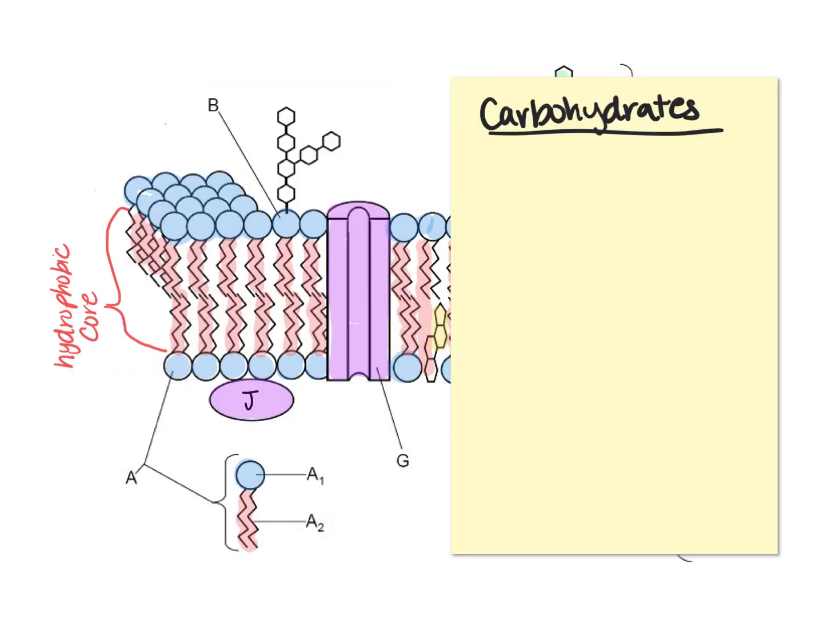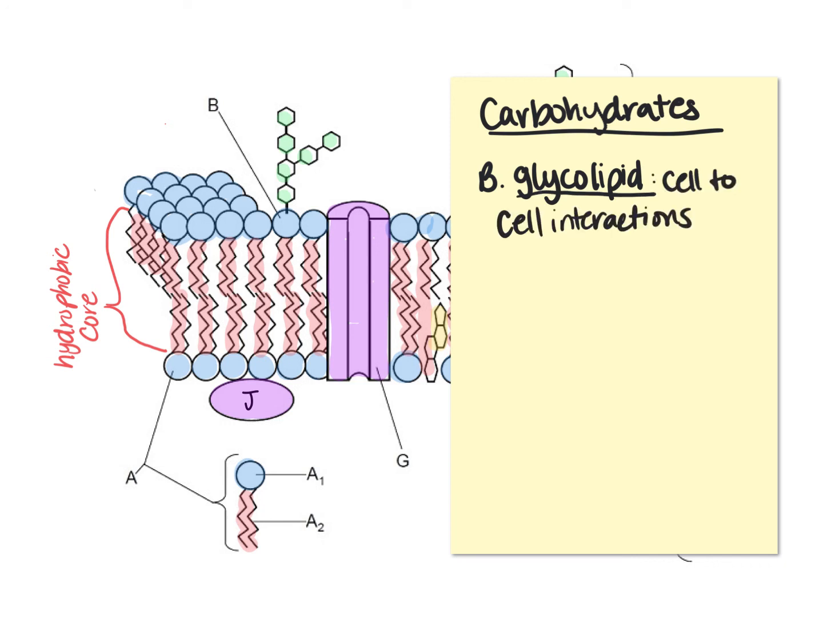So the last carbohydrate we are going to talk about is this one right here. So here's that carbohydrate chain. And you'll notice that now the carbohydrate chain is attached to a lipid. This is what's known as a glycolipid. So this portion right here is the carbohydrate chain attached to the lipid. And the most important thing I need you to remember about these glycolipids is that they are involved with cell-to-cell interactions. The most common example is going to be blood typing.